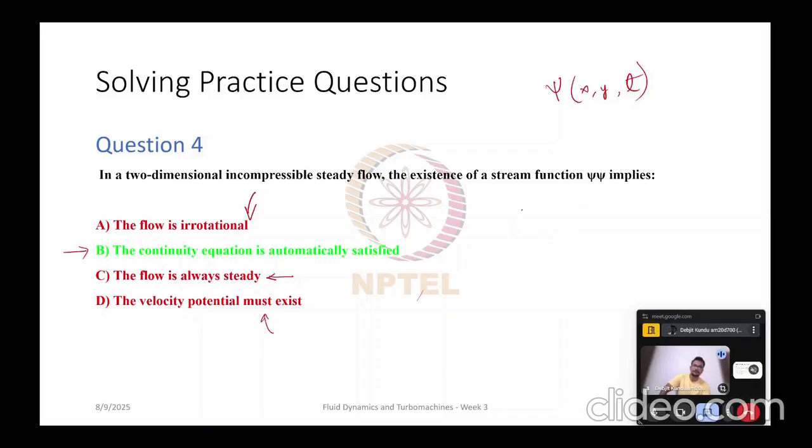And if we look at the definition of psi, psi can be defined as dou v dou x, or it's the other way around.